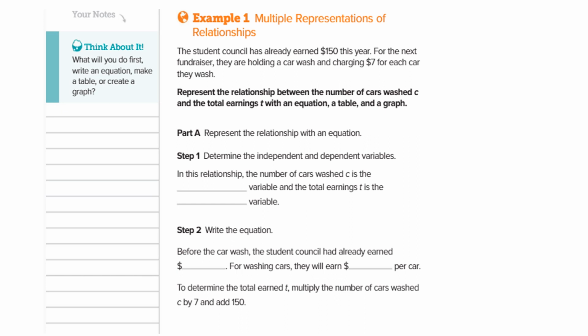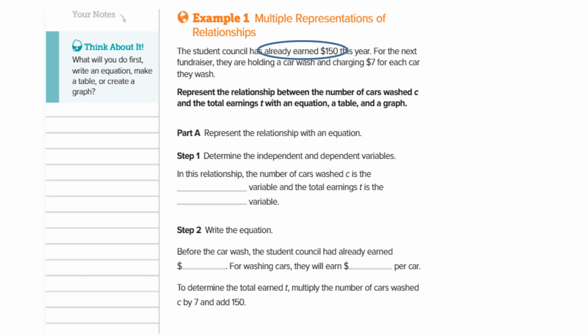So I'm going to go through the first two steps and then we'll carry it over into steps 3 and 4. But I want to start with the example that they give us, which is the student council has already earned $150 this year. For the next fundraiser, they are holding a car wash and charging $7 for each car that they wash. It tells us to represent the relationship between the number of cars washed, C, and the total earnings, T, with an equation, a table, and a graph.